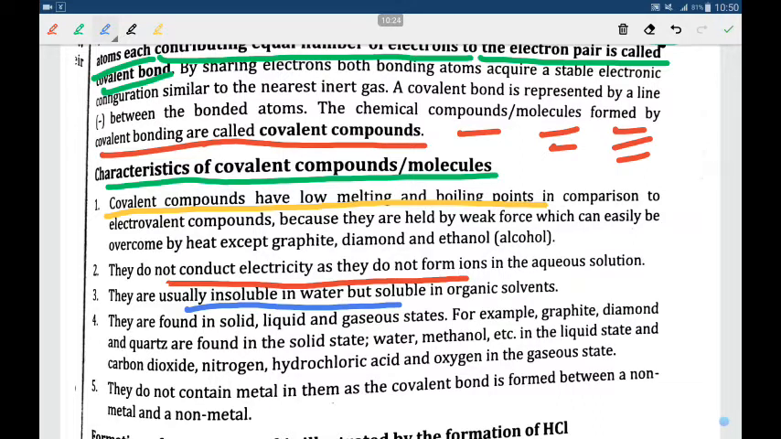Alcohol is also an organic solvent. Ether is an organic solvent. Benzene is an organic solvent. In those, covalent compounds are soluble, but they are not soluble in water. Next point, they are found in solid, liquid and gas state. Some are solid, some are gas, some are liquid.